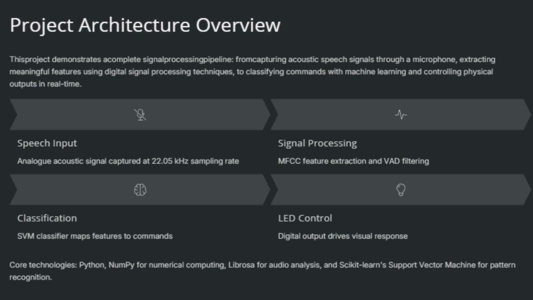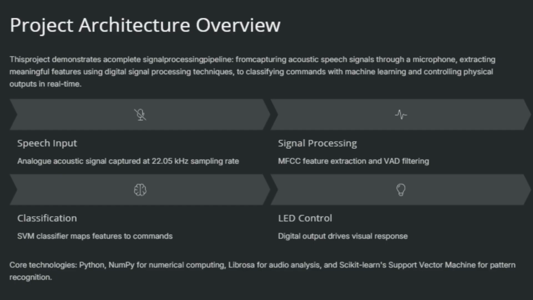When we speak into the microphone, our voice is captured as a continuous time analog signal. To process it in Python, we first sample the signal at 22,050 Hz. This converts it into a discrete time signal that digital systems can handle. Next comes pre-processing. This is where we clean and prepare the signal.